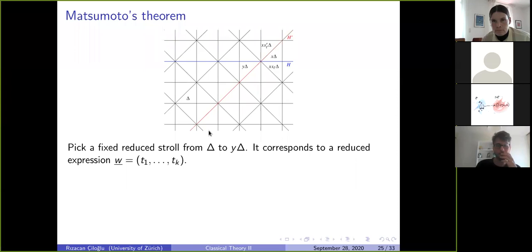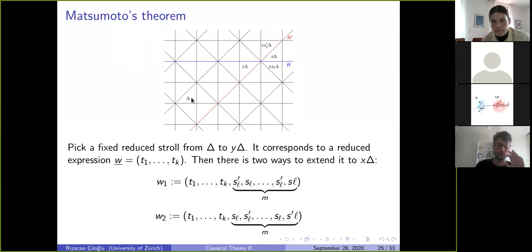And then, if you notice, there are two ways of extending this reduced expression to x delta. The two ways are either going from the upper side of h prime or going from the lower side of h prime. And you are basically constrained to the alcoves containing the intersection point in the closure. Otherwise, you're just wasting a step, because if you go in any other direction, you'll have to come back. So that won't be reduced. So you're just constrained to these: either you can take this way, on the upper side of h prime, or the lower side of h prime.